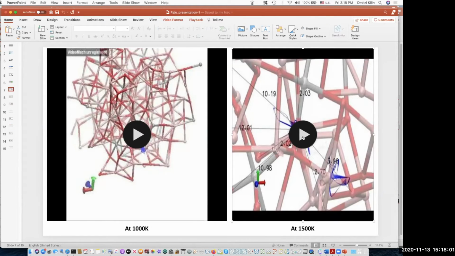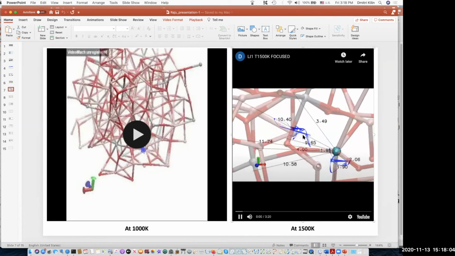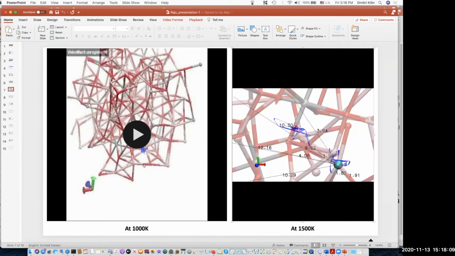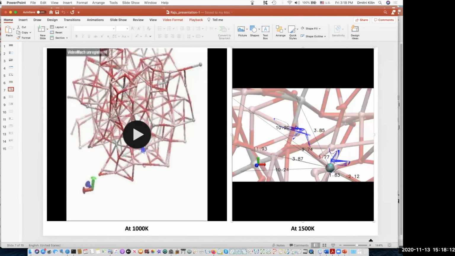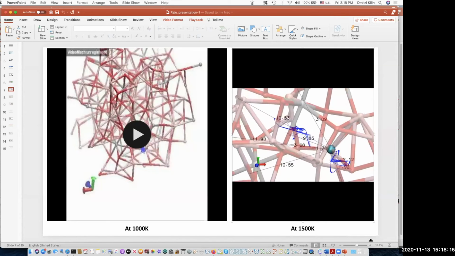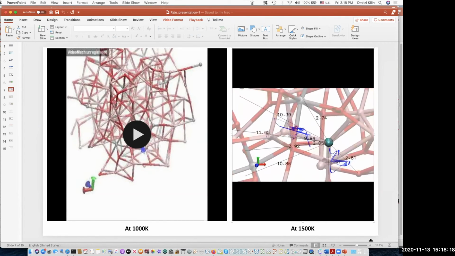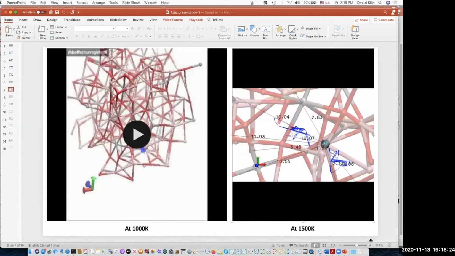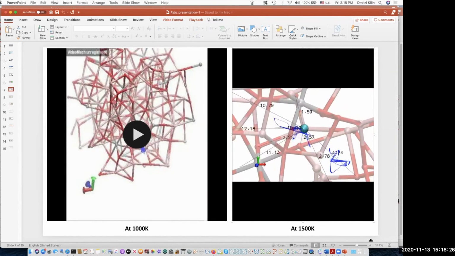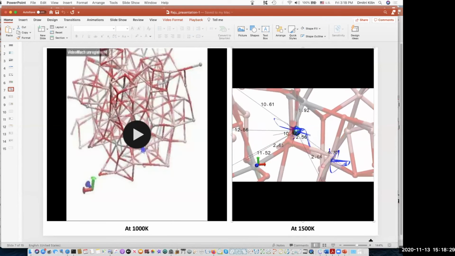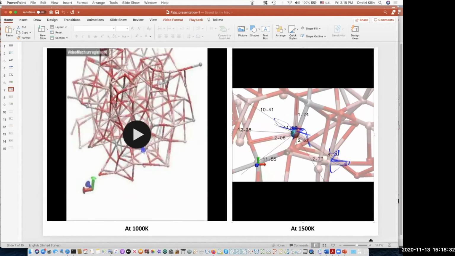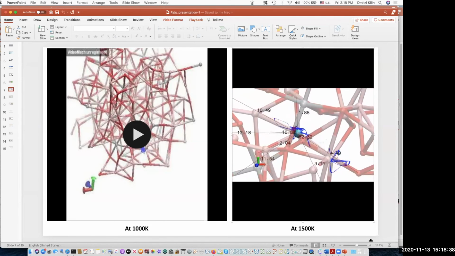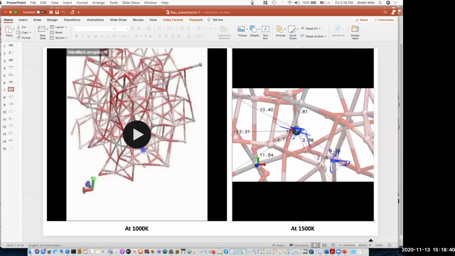Just run the movie for the 1500 Kelvin. So at the initial time, it is in its initial position. So it just started to vibrate, and you see it just making the transition. So it was for a short period of time in the transition position. Now it moved to its final position.